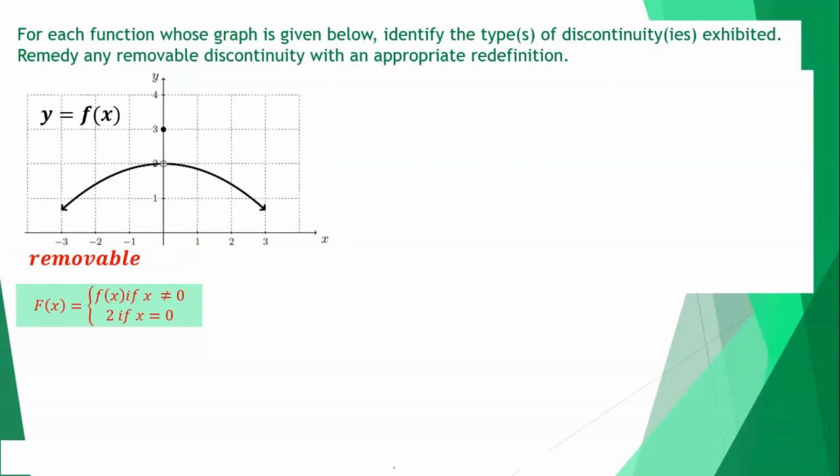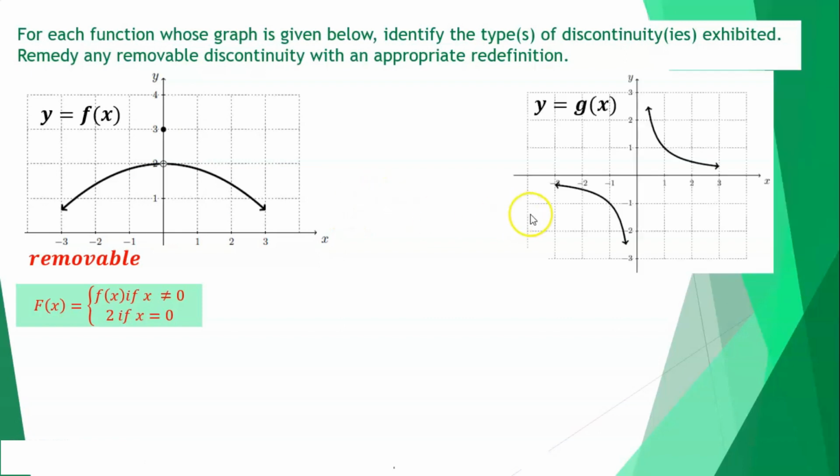Redefining this, we will have f of x is equal to f of x if x is not equal to 0. Now, if x is equal to 0, the value for y should be positive 2 so that this will become shaded. Take note of that. Another.